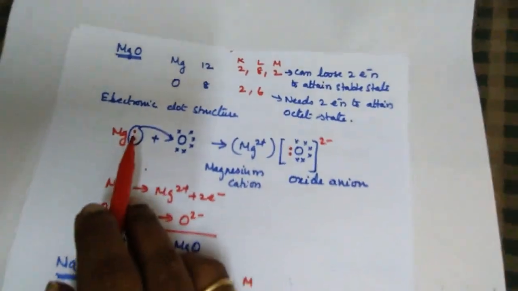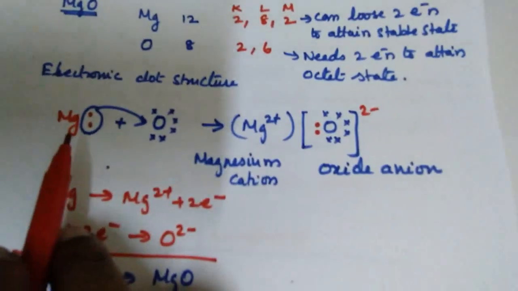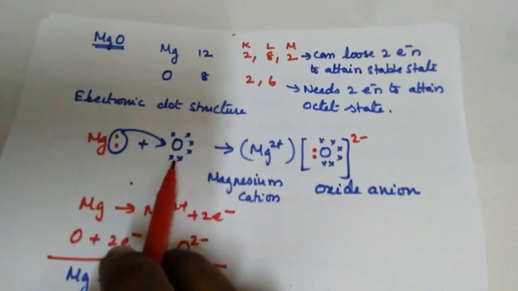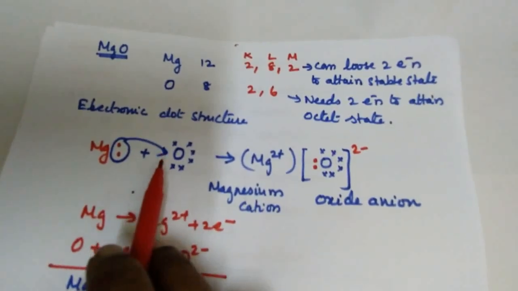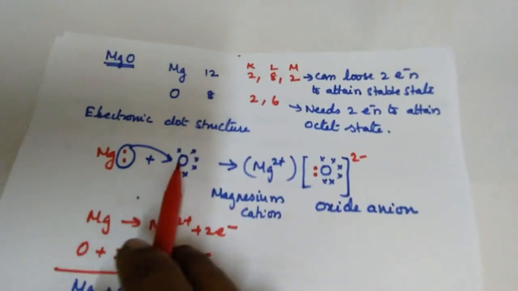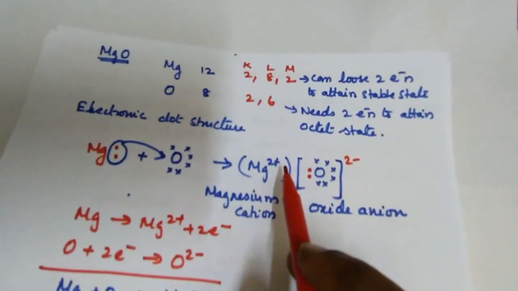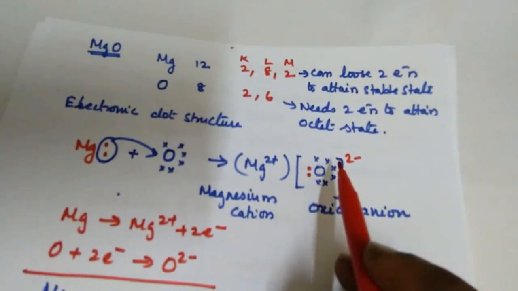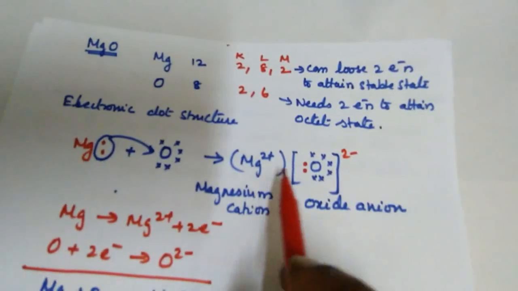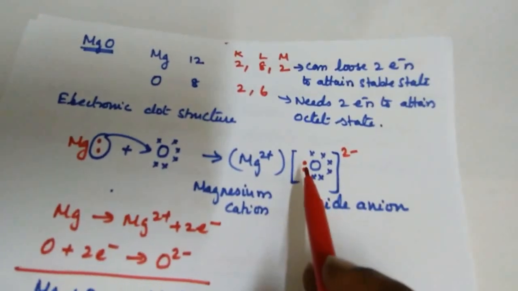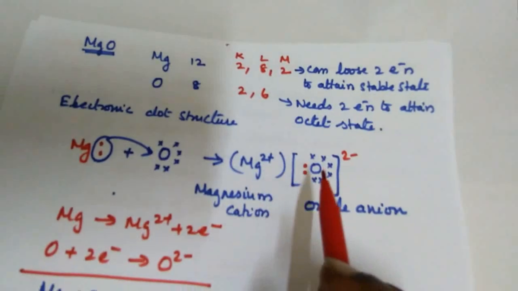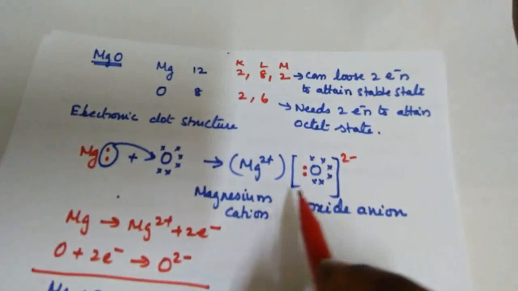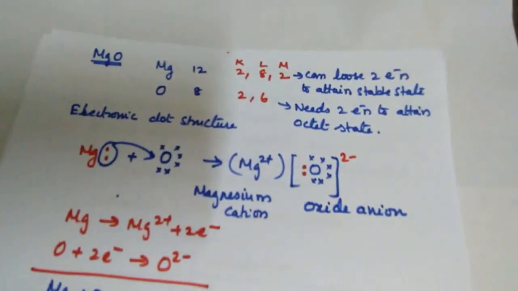How do we represent this as an electron dot structure? See it in close-up. Magnesium has 2 dots, oxygen has 6 dots. So 2 dots from there will come here. Since magnesium has given 2 electrons, it turns out to be magnesium 2 plus, and oxygen gains 2 electrons, so it turns out 2 minus. These two are held together by electrostatic force of attraction. This is the magnesium ion and this is the oxide ion held together, so it is a compound.